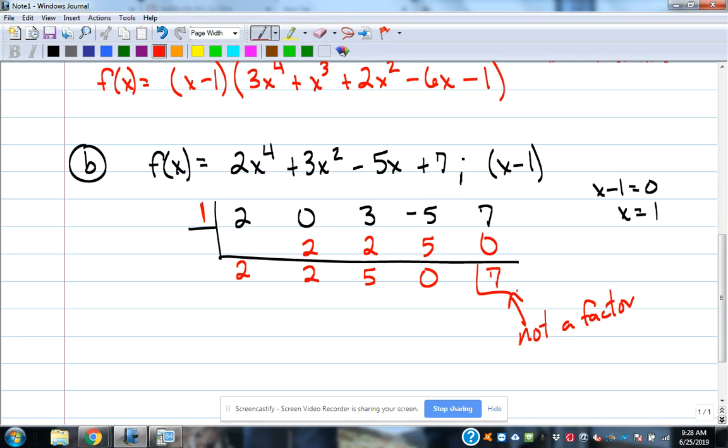So we're just practicing that synthetic division and whether or not something is a factor. If it's a factor, it's going to have a 0 in that remainder spot. If it's not a factor, it's going to have anything else other than 0. It doesn't have to be any kind of special number, just anything else.